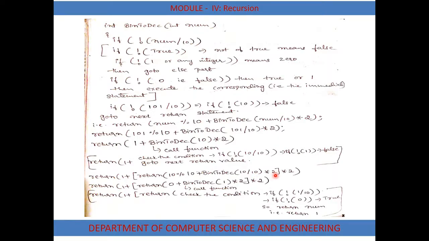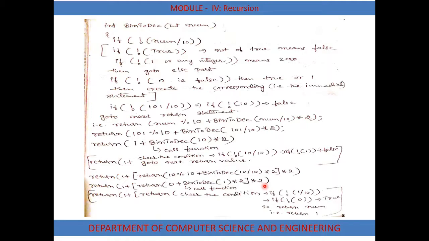Now the entire statement becomes return of 1 plus return of 10 modulus 10 plus binary to decimal of 10 divided by 10 into 2, into 2. Just substitute this into the previous statement. Evaluate the entire thing: return of 1 plus return of 0 plus binary to decimal of 1 into 2 into 2. Again we have one more recursive call in this statement, that is binary to decimal of 1.